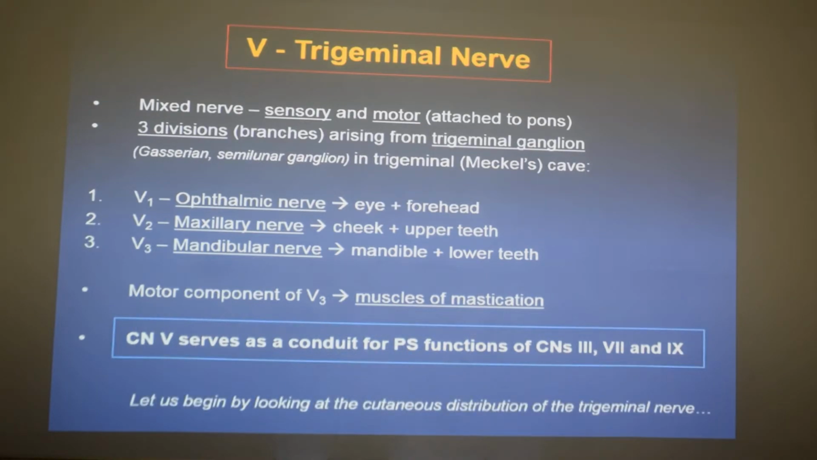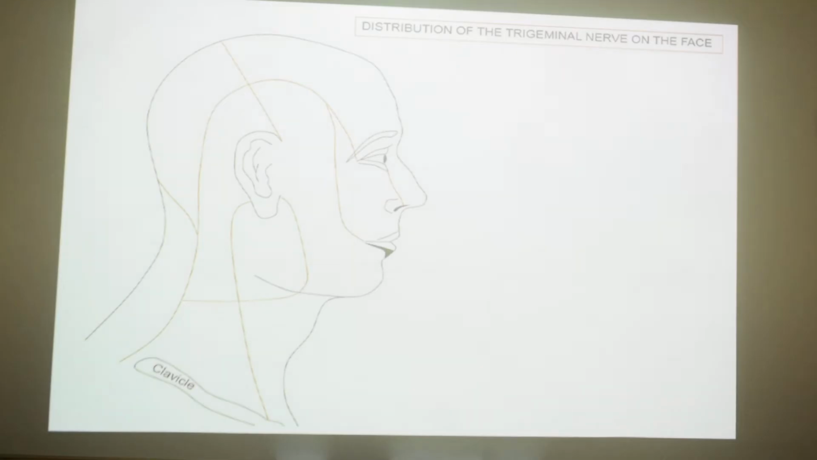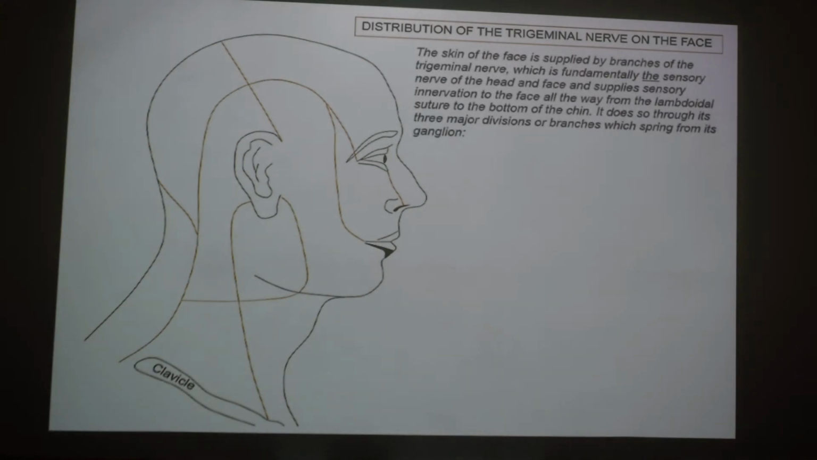So let's first look at the cutaneous distribution of the trigeminal nerve, and this we have done before also. So we are just going to recap the sensory distribution of the trigeminal. So the skin of the face is supplied by the branches of the trigeminal nerve, which is fundamentally a sensory nerve of the head and face, and supplies the sensory innervation to the face all the way from behind up to the lambdoid suture to the bottom of the chin. So from the lambdoid suture all the way to the chin, it is going to supply the sensation.